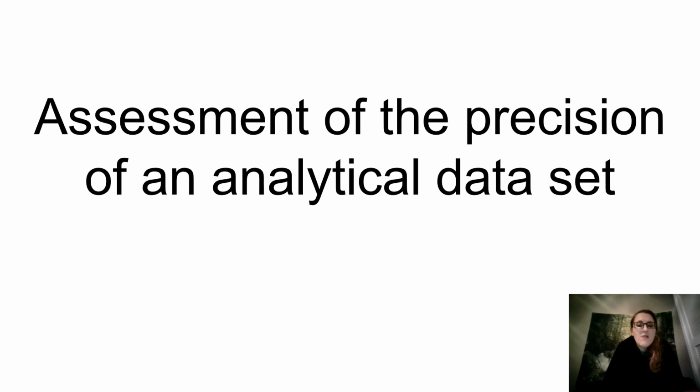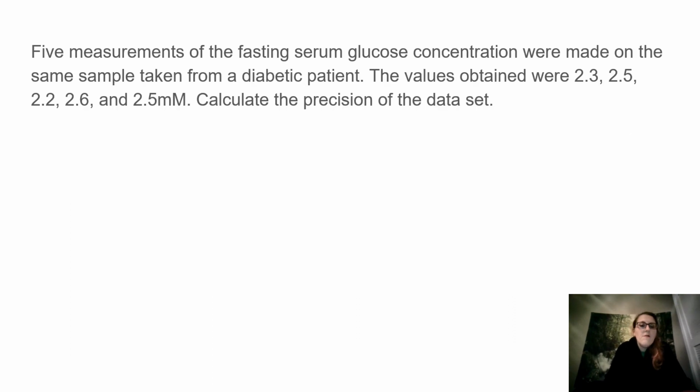Assessment of the precision of an analytical dataset. 5 measurements of the fasting serum glucose concentration were made on the same sample taken from a diabetic patient. The values obtained were 2.3, 2.5, 2.2, 2.6, and 2.5 millimolar. Calculate the precision of the dataset.